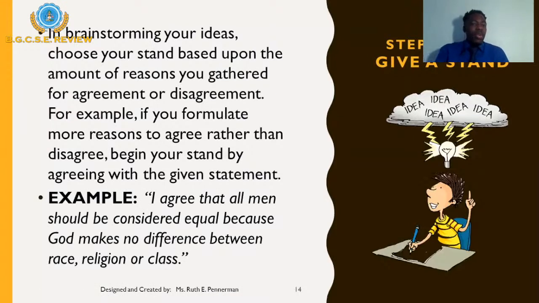I agree that all men should be considered equal because God makes no difference between race, religion, or class. And so, of course, now that's just a statement. It's just your position. We have to do so much more because that's surely not 7 full points and that's surely not 10 full points. And so let's see what else we have before us.